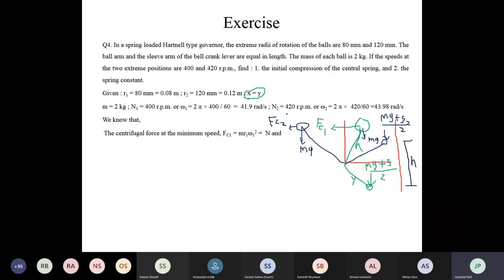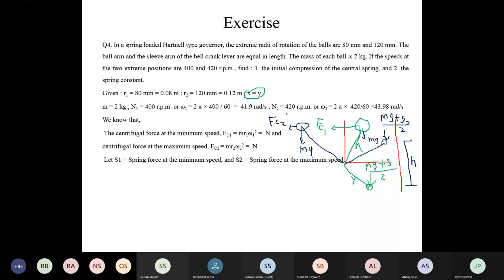Similarly, you have to find out the centrifugal force at maximum speed FC2. Only you have to replace r1 with r2 and omega 1 with omega 2, because we find out FC2 for the maximum speed as m r2 omega 2 square. Again r2 and omega 2 are given. Then you have to find out S1 and S2. S1 is the spring force at minimum speed and S2 is the spring force at maximum speed. Now first of all, tell me FC1 and FC2.